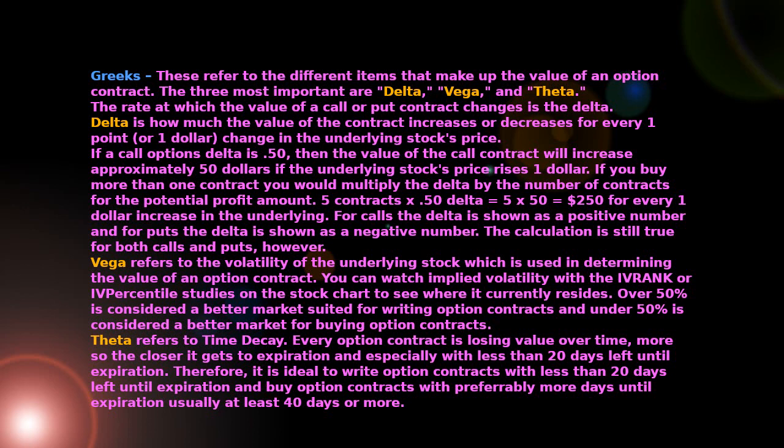Theta refers to time decay. Every option contract is losing value over time, more so the closer it gets to expiration, and especially with less than 20 days left until expiration. Therefore, it is ideal to write option contracts with less than 20 days left until expiration and buy option contracts with preferably more days until expiration, usually at least 40 days or more.